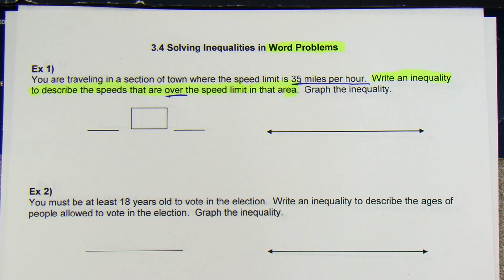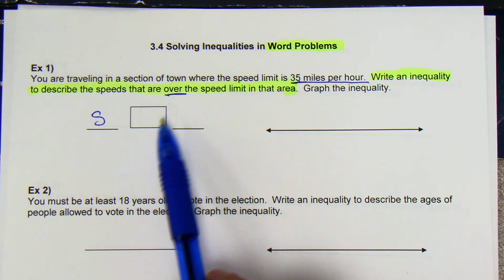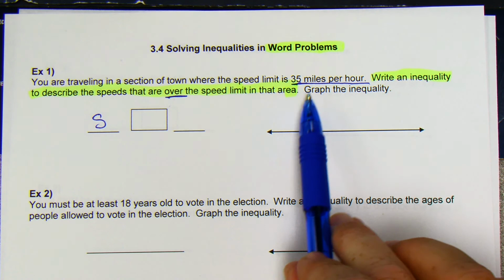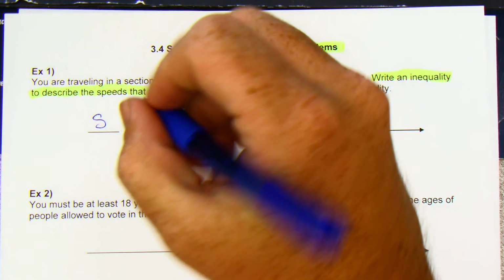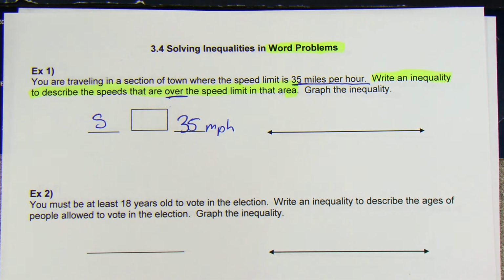So first we want to figure out what variable we want to use. Since we're talking about speed, I think our best option would probably be S. So I'm going to go ahead and put an S on this side. Our inequality sign is going to go here, and then our speed limit is going to go here. So I know that my speed limit is 35 miles per hour. And now I need to figure out what goes between them. What inequality sign do I need to use?